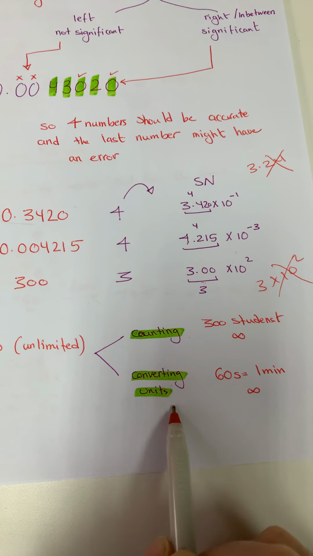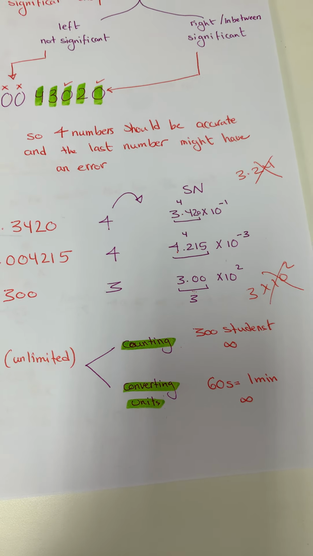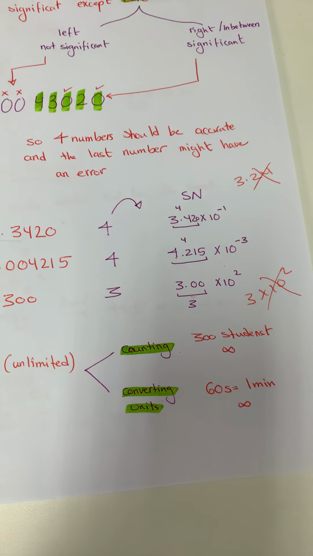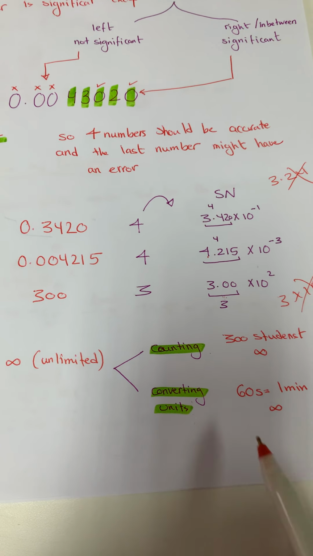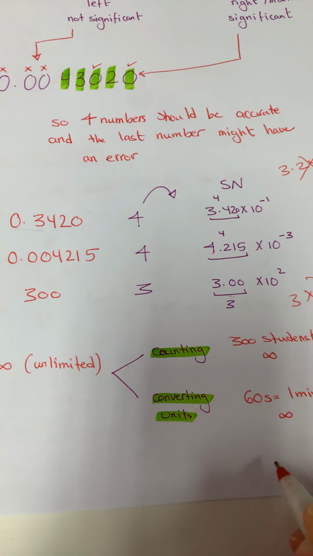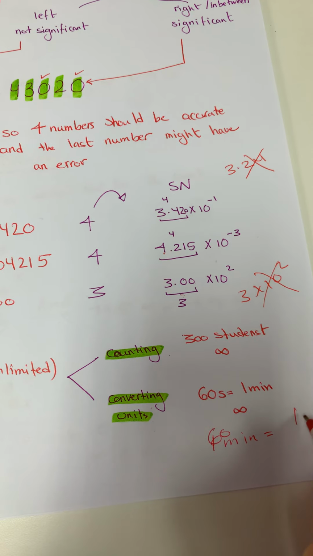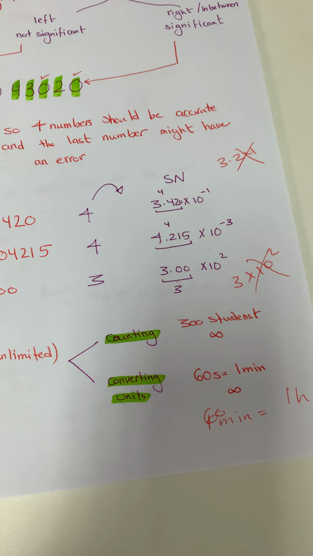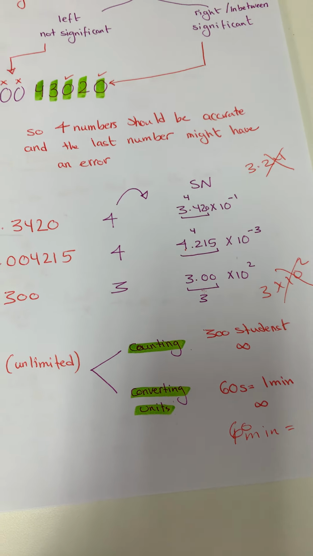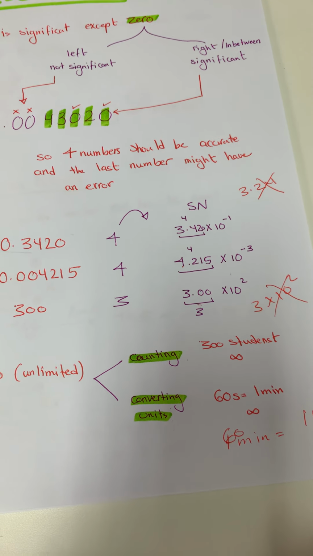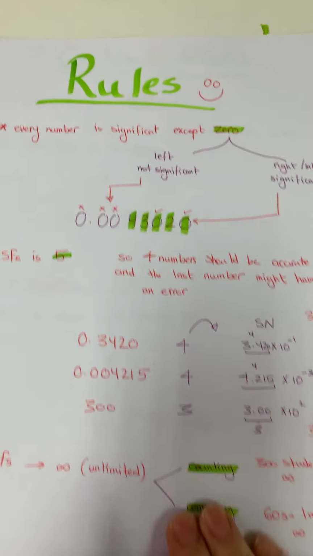The same thing for converting units. For example, if I say 60 seconds is 1 minute, here I have unlimited significant figures. Why? Because when we want to convert, we have more than one correlation to convert. I can use this correlation or I can use other correlations. For example, I can use that 60 minutes is 1 hour, and so on. So once I have more than one way to determine how to convert one unit to another, here I'm talking about something that's unlimited. That's why we say here I have unlimited significant figures.